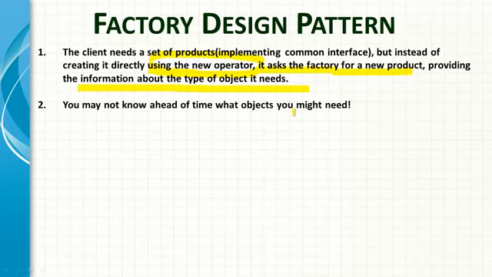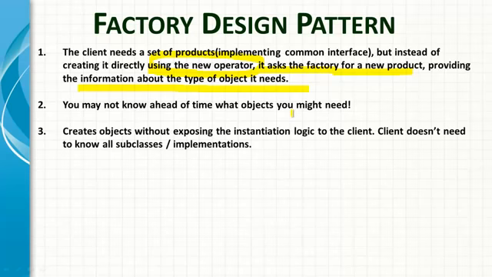You may not know ahead of time what objects you might need. That's when you need to use the factory design pattern, which creates objects without exposing the instantiation logic to the client. I don't care about how you set the values. I don't care about how you use the new operator or what constructor you use. The client does not need to know all subclasses and implementations. I introduced mortgages. I don't care about any of the implementation as long as I am playing by interface. I don't need to know all of its subclasses. In the example we just saw, I was not aware of the student classes when I was writing the code itself, and it was introduced and used simply.